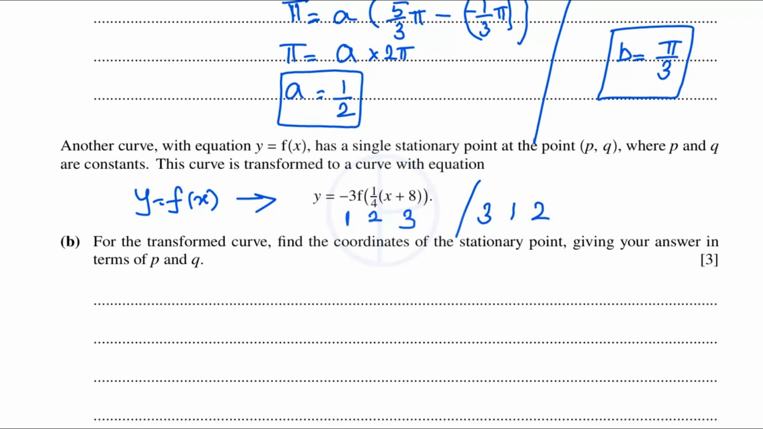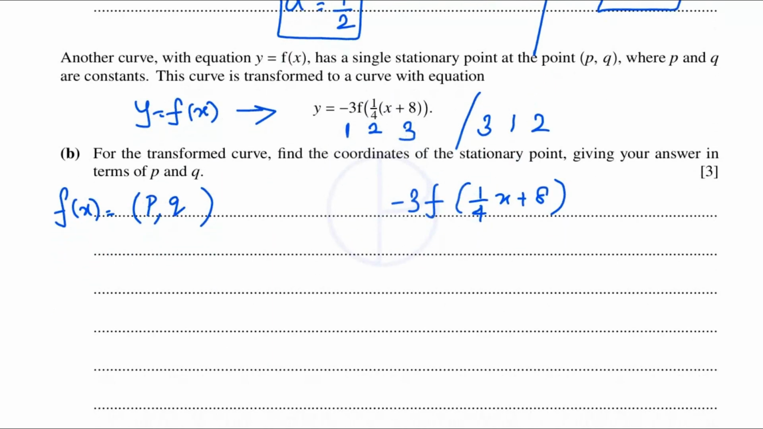Okay. So for the curve y is equal to f of x, the stationary point is p comma q. This is for f of x. And for minus 3 multiplied by f of 1 over 4x plus 8, we need to find the stationary point. Okay. So first we are going to apply the transformation stretching along the y direction.